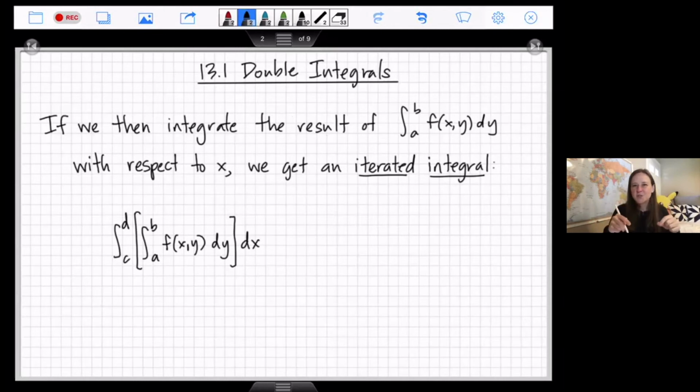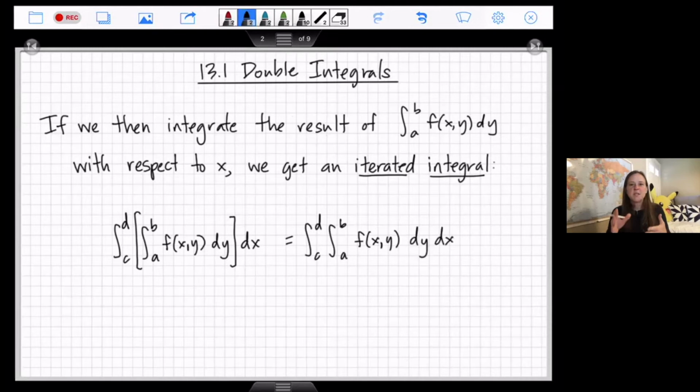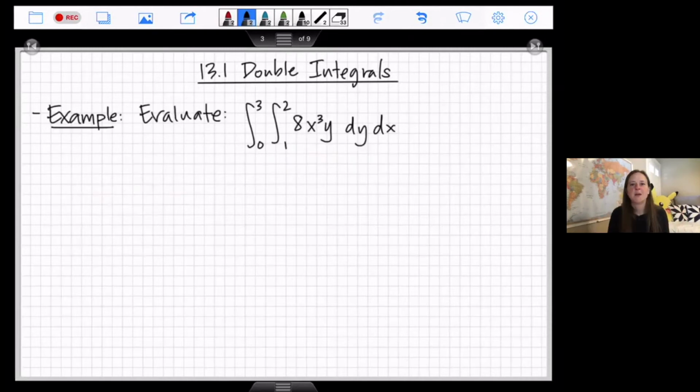We don't actually usually write this big set of brackets. We'll just say c to d, a to b, we'll have our function in the middle, and we'll understand that this means integrate with respect to y first and then integrate with respect to x. All right, so let's just do one of these to get an idea of how they work out. This one has limits. It's got a function 8x cubed y, and it's got a dy followed by a dx.